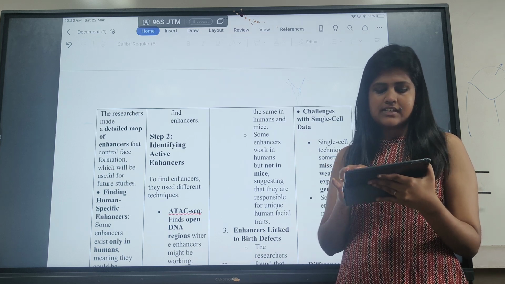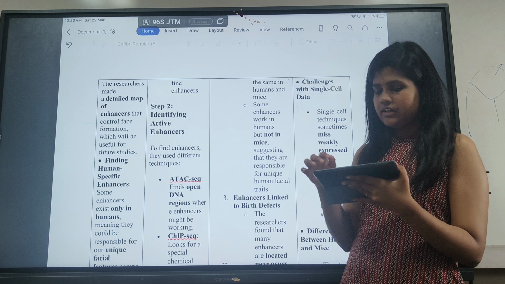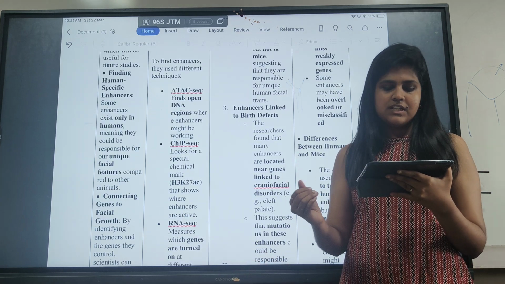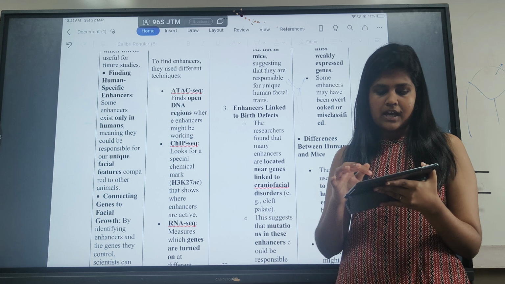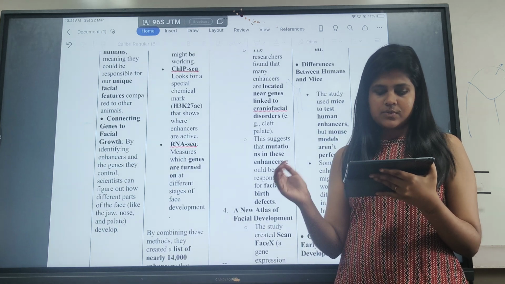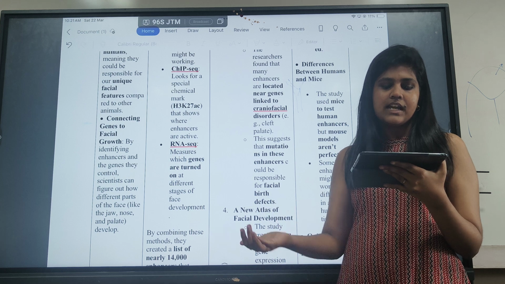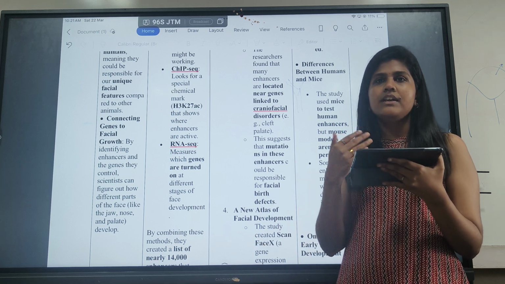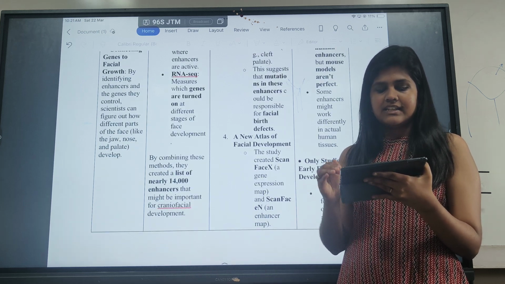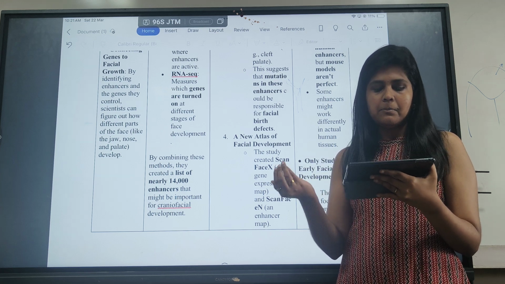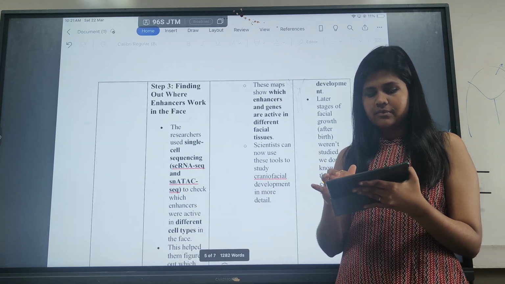So to find enhancers, they used the techniques which I have told earlier. This is ATAC sequencing, which finds open DNA regions, ChIP sequencing to find specific histone markers where the enhancers will be active, and the RNA sequencing, which measures which genes are turned on at different stages of the face development. By combining these methods, they created a list of nearly 14,000 enhancers that might be important for the craniofacial development.